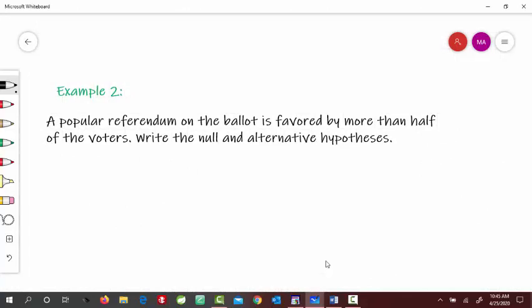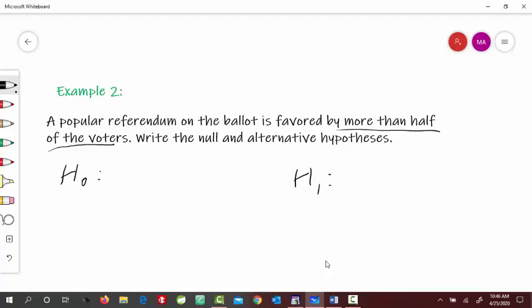A popular referendum on the ballot is favored by more than half of the voters. Write the null and alternate hypotheses. Null is H0 and alternate is H1. What's the parameter here? The popular referendum is favored by more than half of the voters.